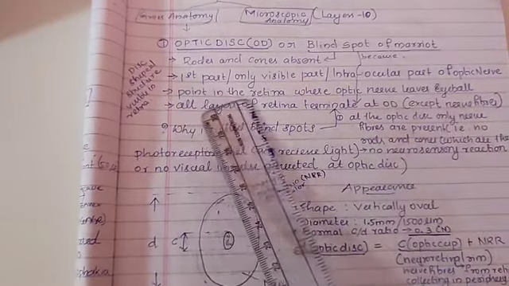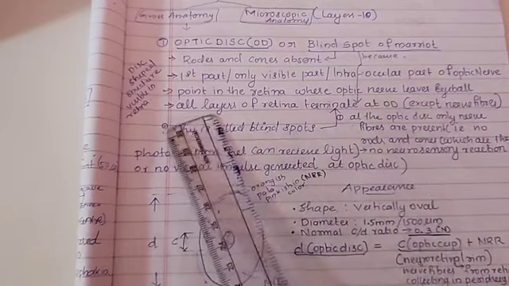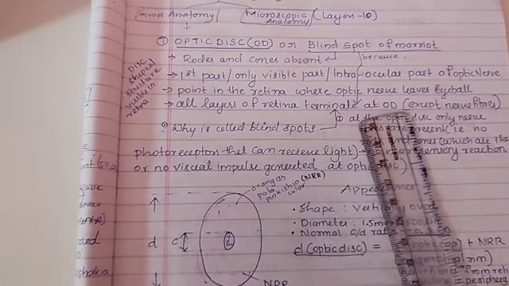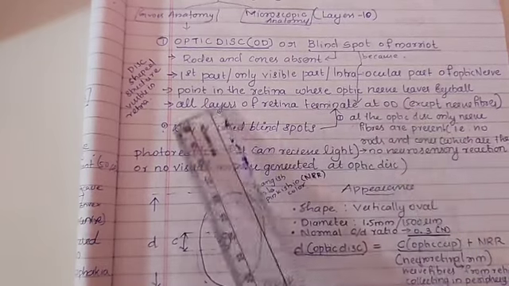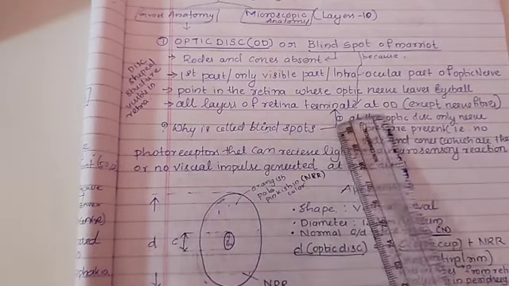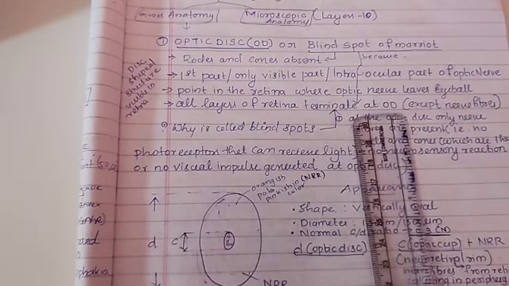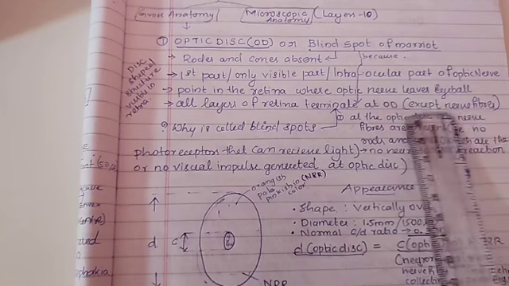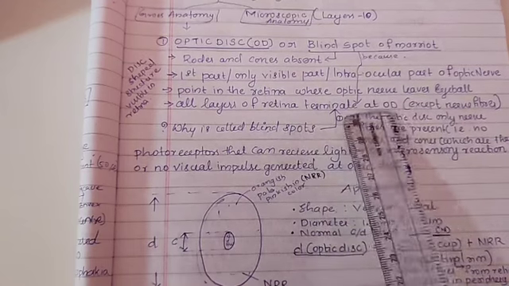This is the part in the retina where the optic nerve leaves the eyeball, and all layers of the retina terminate at the optic disc, except the nerve fibers. Except for the nerve fibers, all the other parts of the retina terminate at the optic disc.